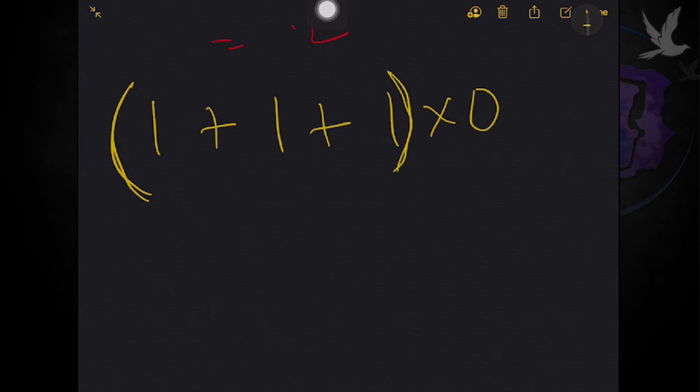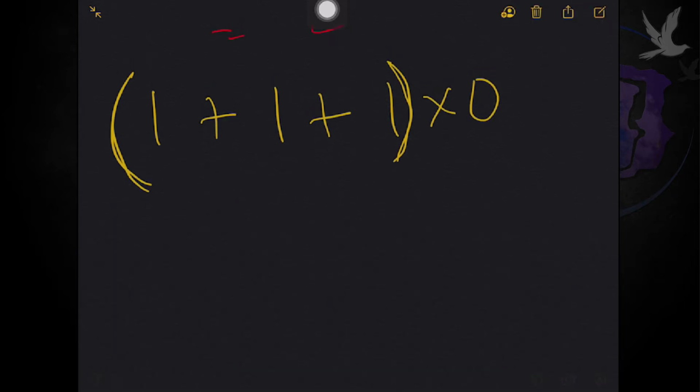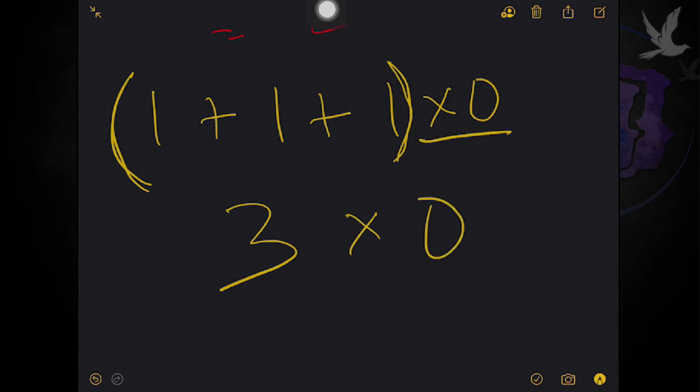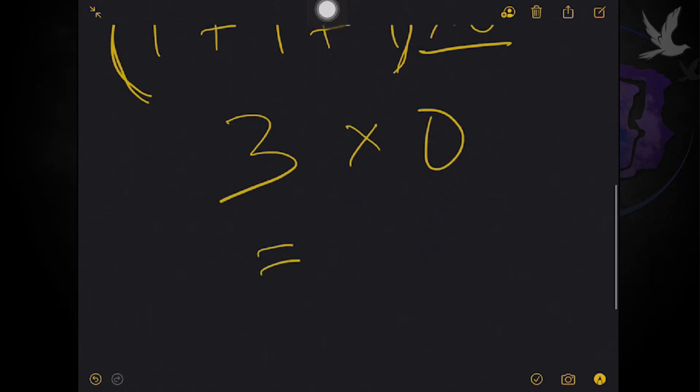What's in it? You have to deal with that first. Okay, 1 plus 1 plus 1. 1 plus 1 plus 1 will give you 3. Times 0, rewriting this, times 0 will give you 0. Okay? So, ganito lang yun.